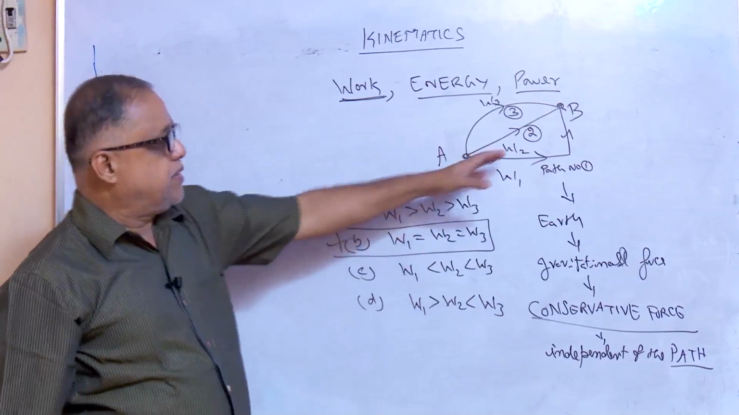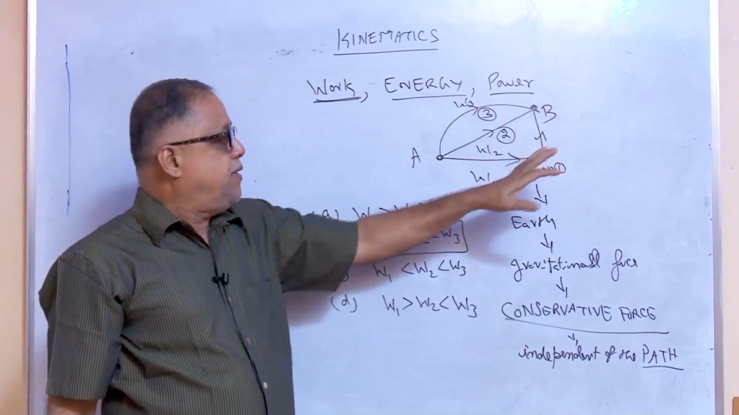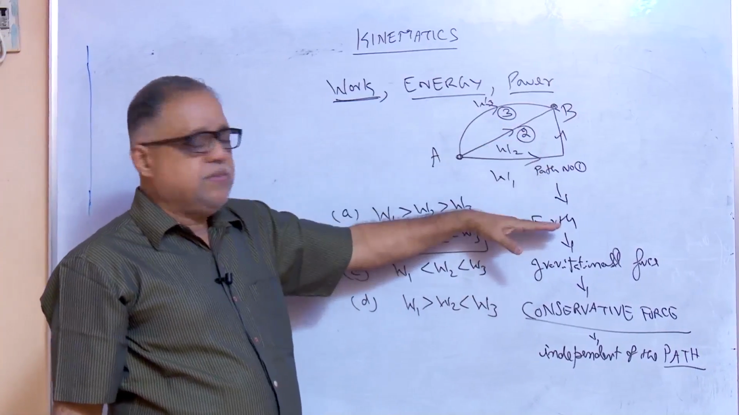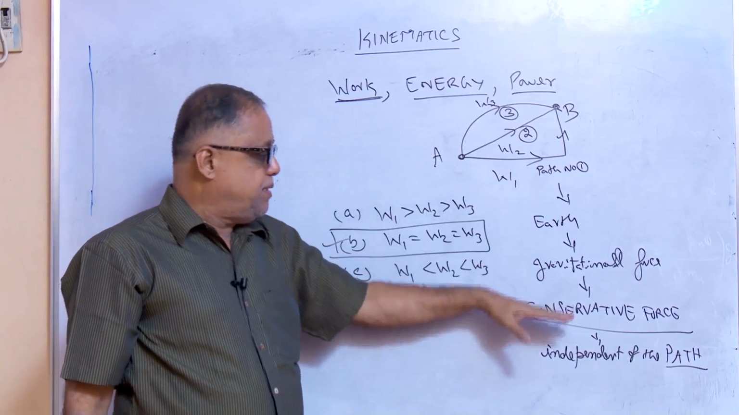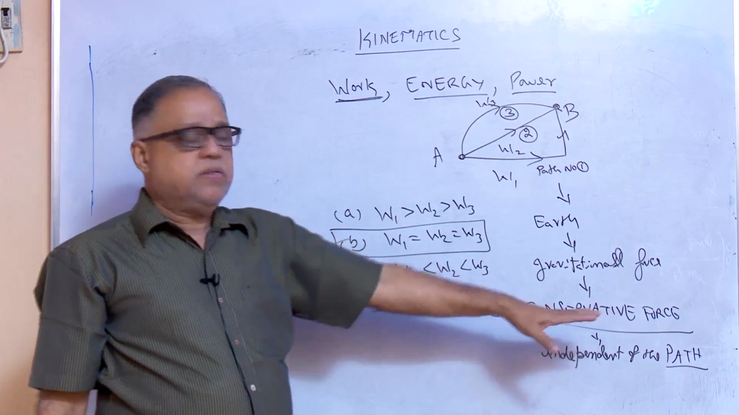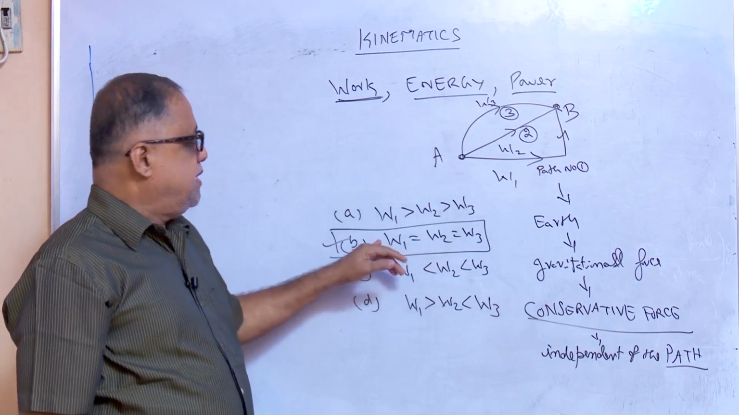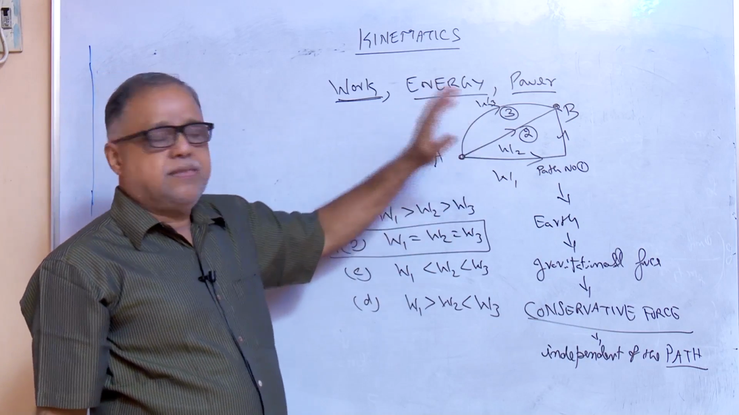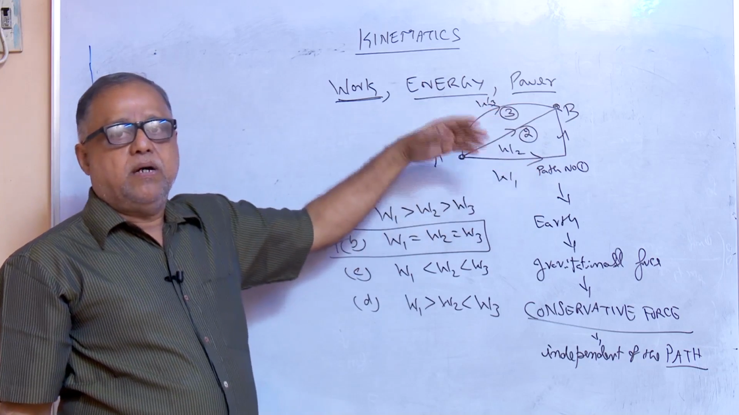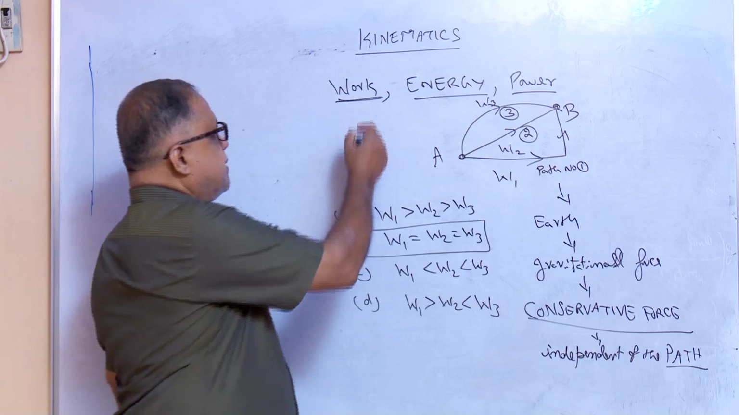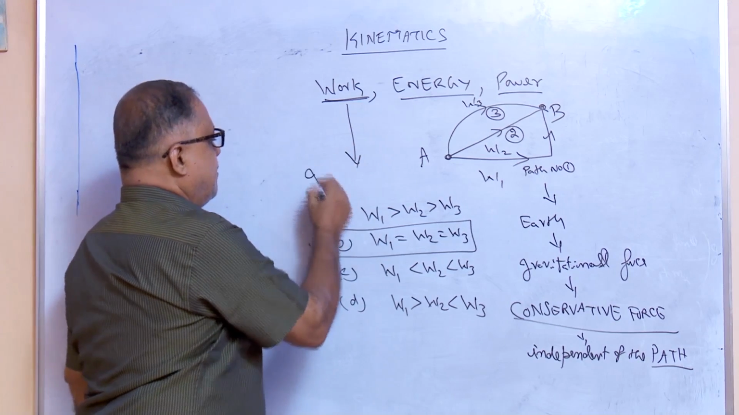Because whatever the path, whatever the way you reach the point, the work done will be the same, because it has happened on the surface of the earth, and gravitational force is the best example for conservative force, which is independent of the path. We can answer this problem within a second by selecting the option. Here the work done will be the same for path number 1, path number 2 or path number 3. So this is a very important application connected to work and gravitation.